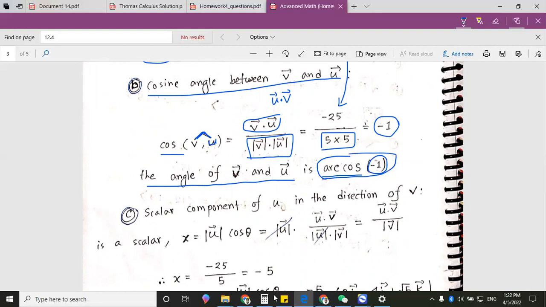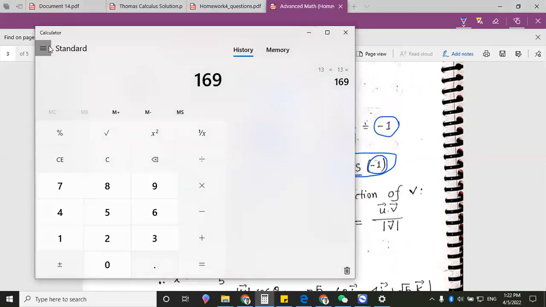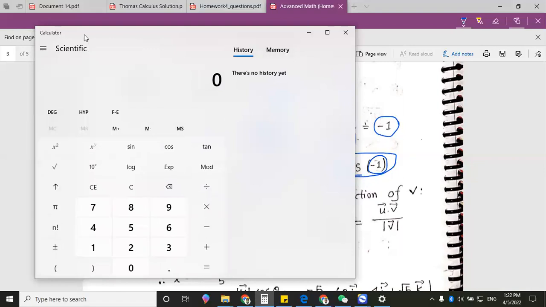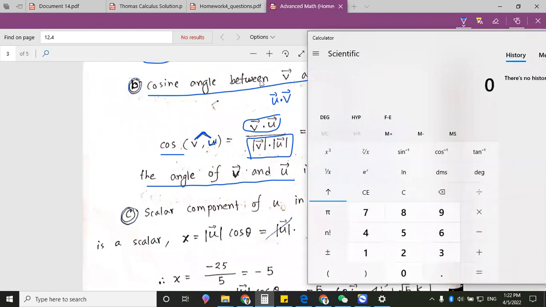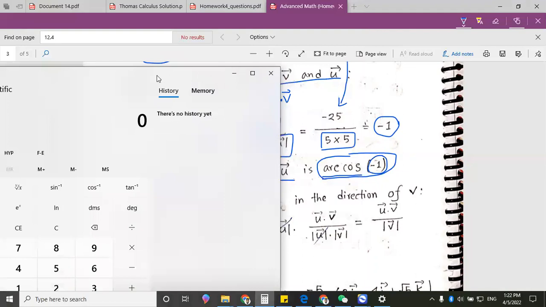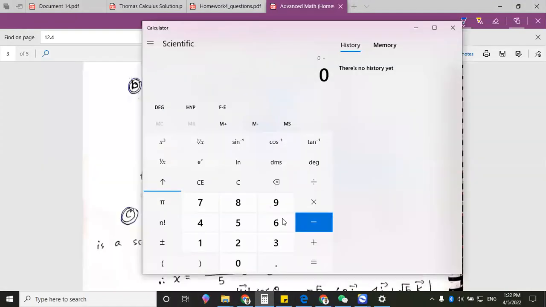You can calculate this using a calculator, so let me show you here. Arc cos means cos inverse. Oh, sorry, we have to write the number first. So we have minus 1 here, so I write down minus 1, and then I click on cos inverse. So it is 0, right?